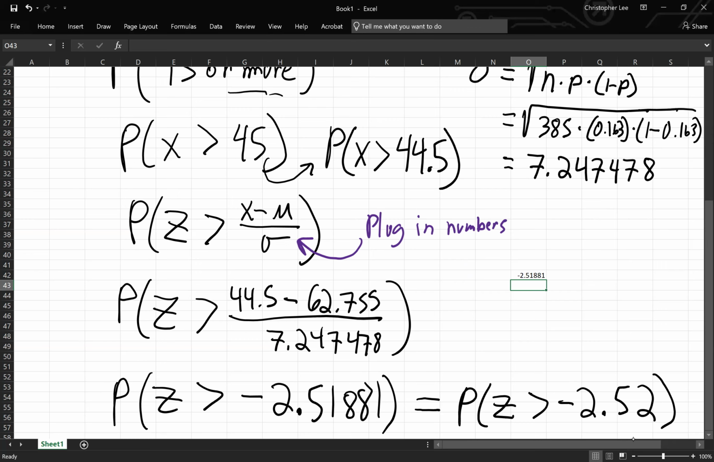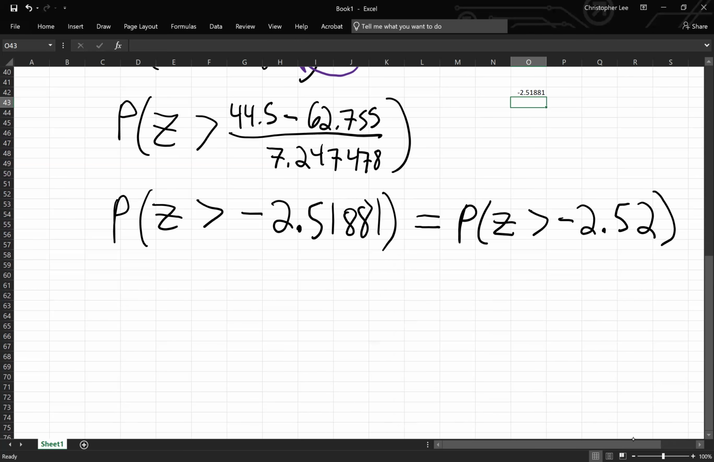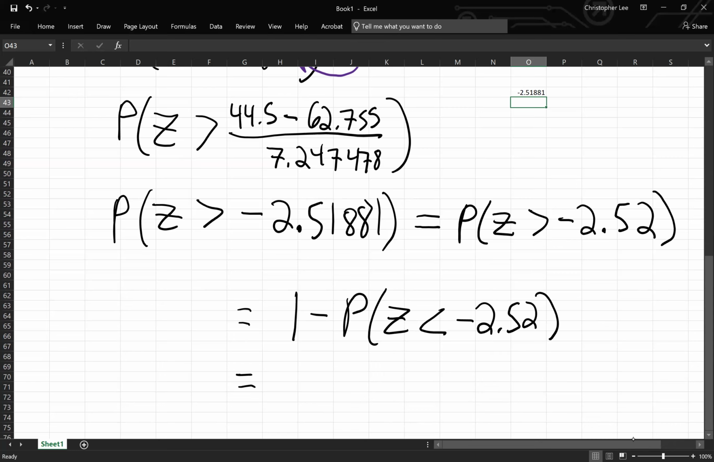Yeah, you could just leave it. So now you're going to look this up in the table, but remember I can't look it up in the table because it's greater than, and the table only does less than. So we have to do the complement. So what I'm really going to do is 1 minus the probability of z less than negative 2.52. Then that's going to be 1 minus 0 point something. Let's look that up. Negative 2.52.